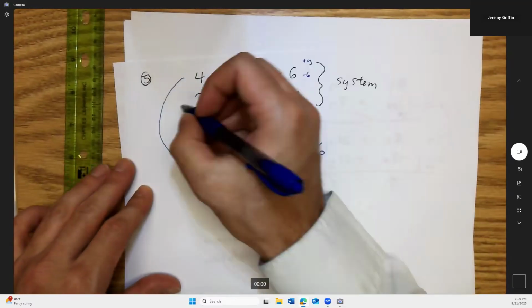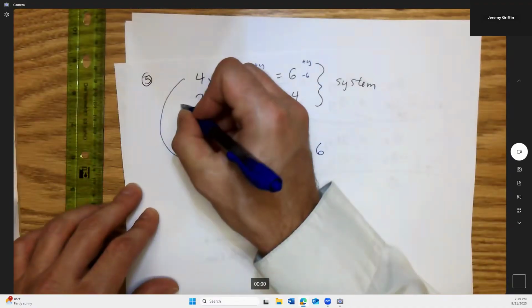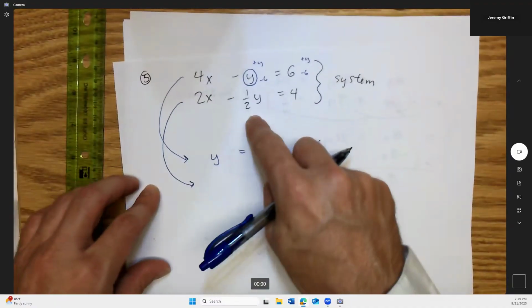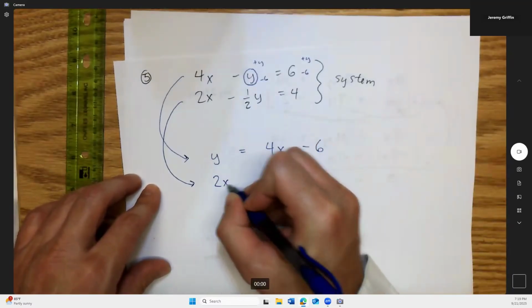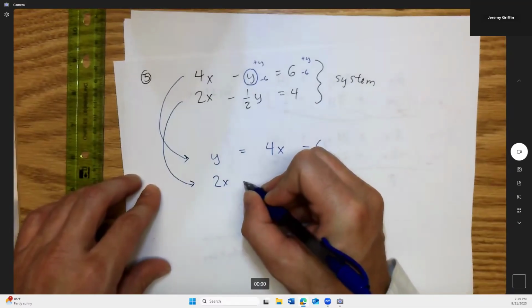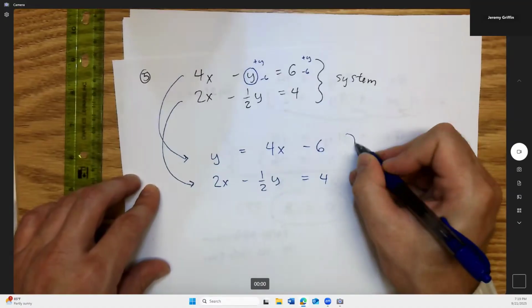And then this other one, let's just see. I'll just copy and paste the other one. I was looking at that fraction. So should I get rid of the fraction? We got 2x minus 1/2 y equals 4. So it's the same system.